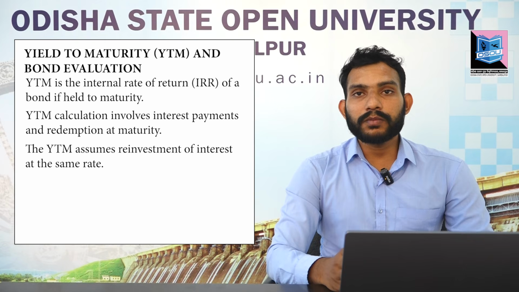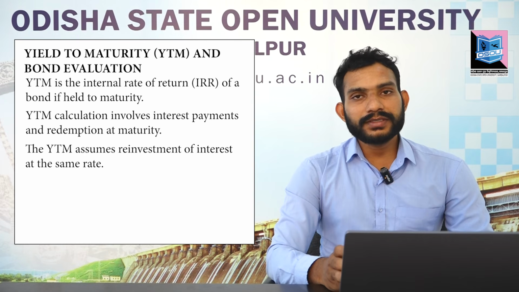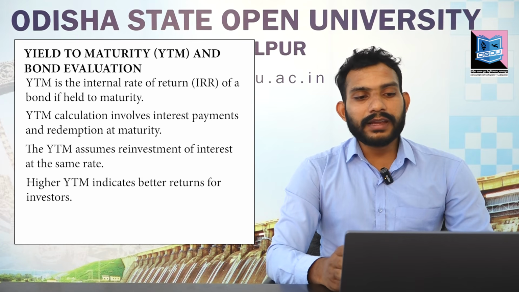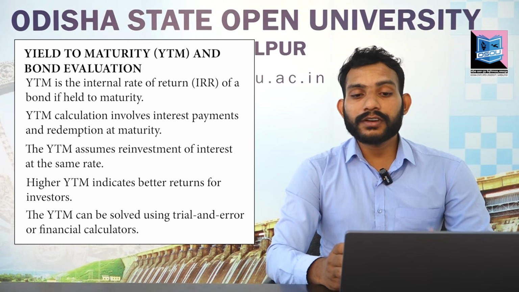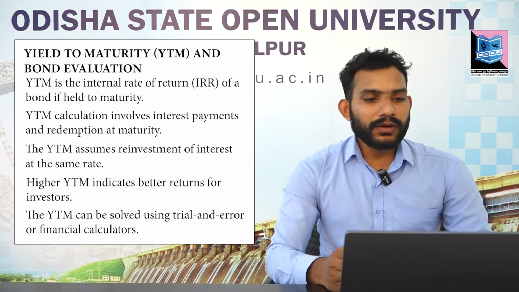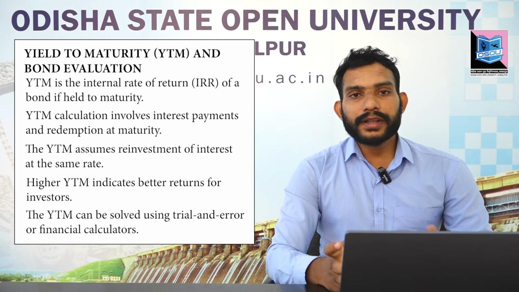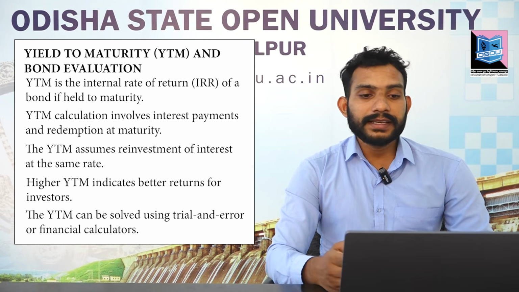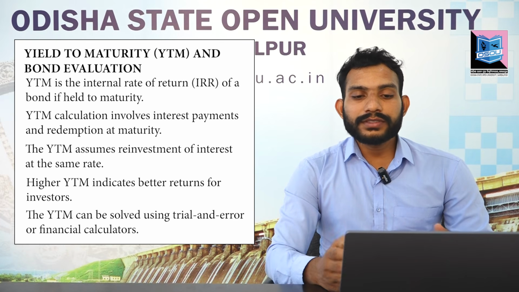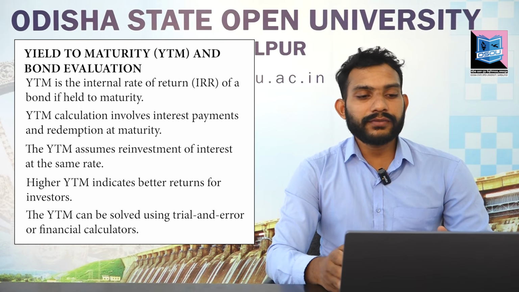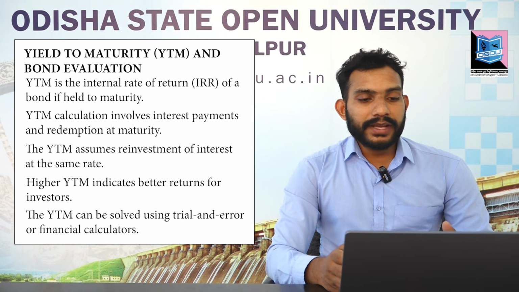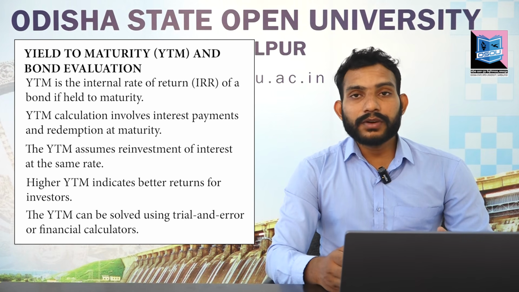So it's not just about what the bond pays, it's also about what you can earn on those payments along the way. In general, a higher yield to maturity means better potential returns for investors, making the bond more attractive, especially if you are comparing different bonds. Now, the tricky part is that there is no direct formula for yield to maturity like there is for simple interest. It's often solved using trial and error, spreadsheets, or a financial calculator, because you are trying to find the discount rate that makes the present value of all cash flows equal to the bond's current price.